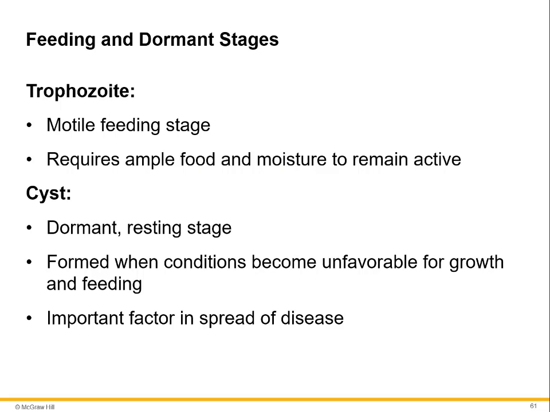So there are 2 stages. The trophozoite's the feeding stage, and that's the active stage. It has to have food and moisture to remain active. But when there's lack of food or lack of moisture, they can go into this dormant stage, the cyst stage, kind of like the endospore. It becomes dormant, and then when the conditions become favorable again, they can break open and start feeding again.